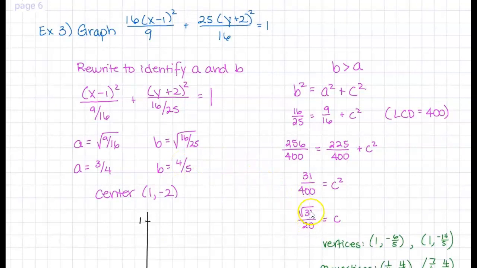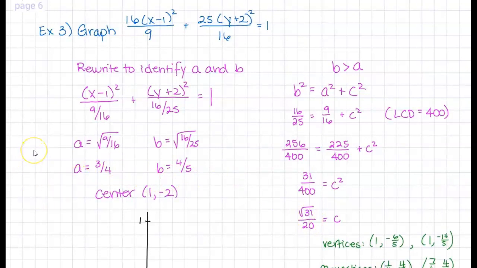But what about this one? What is the square root of 31 over 20? Well, the square root of 31, that's somewhere in between 5 and 6. Somewhere in between the square root of 25 and the square root of 36. So if we look at 5 over 20, that would be 1/4. So I just looked at this as a little bit bigger than 1/4 when I went to plot them.